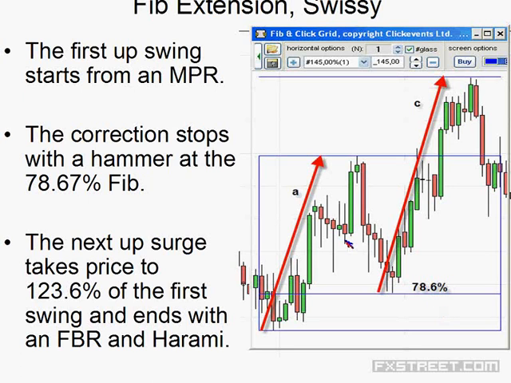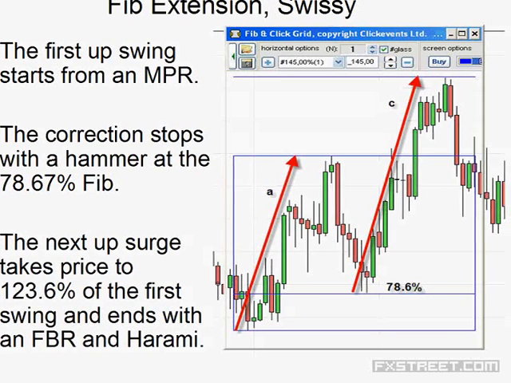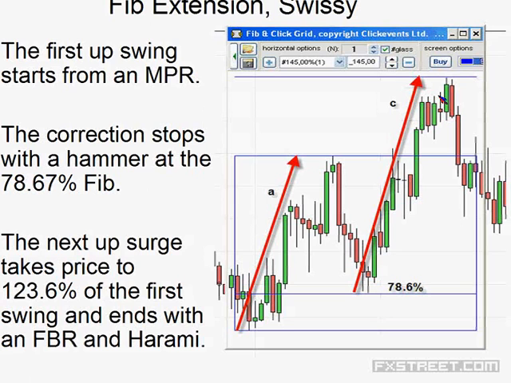This particular one on the Swissy, Swiss franc, US dollar, Swiss franc, I should say, we've got the A move, comes back for a deep correction down to 78.6, and then it moves on up, this time going beyond 100%, and it's gone up to 123.6%. And it ends with, well, an FBR, false break reversal. You can see where we've got 1, 2, 3 candles. Okay, we've got 3 candles there that look very much as if they could become a double top, but no, price does take a little pop above, but then it turns out to be a false break, and back it comes.